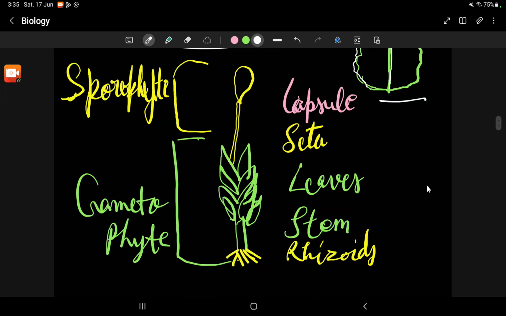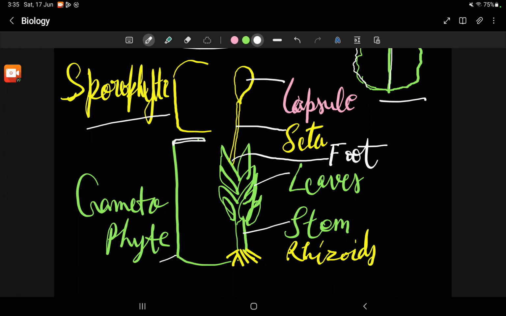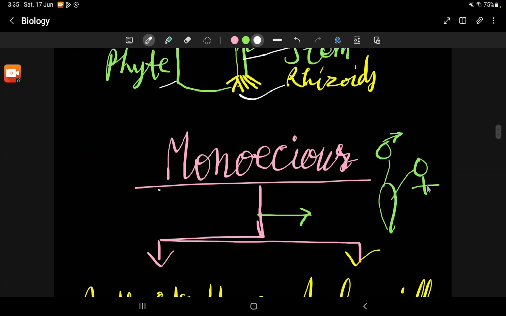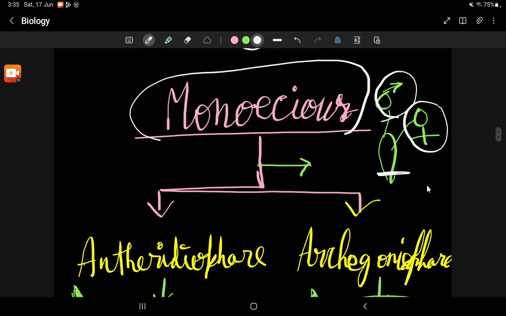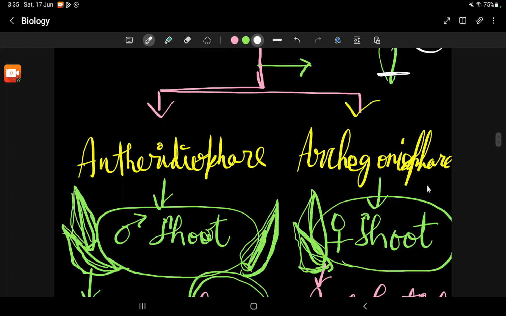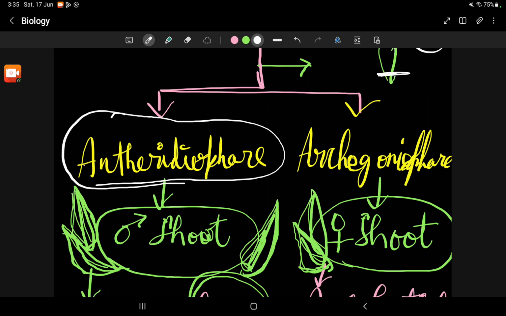Next, let's see the diagram of Funaria. The leafy portion is the gametophyte, while the upper yellow portion is the sporophyte. This is the capsule, this is the seta, and it is attached to the gametophyte with the help of the foot. These are leaves, this is stem, and these are rhizoids. This is monoecious, meaning both male and female parts are attached on the same plant, the same shoot. The male shoot is known as Antheridiophore, while the female shoot is known as Archegoniophore.